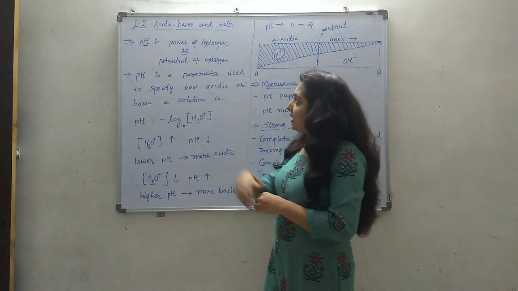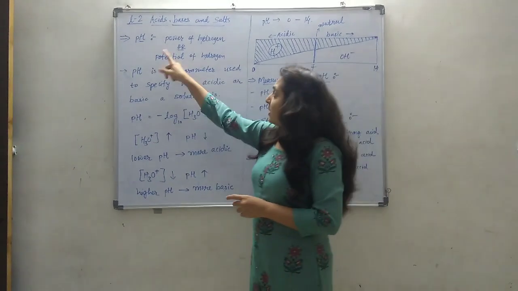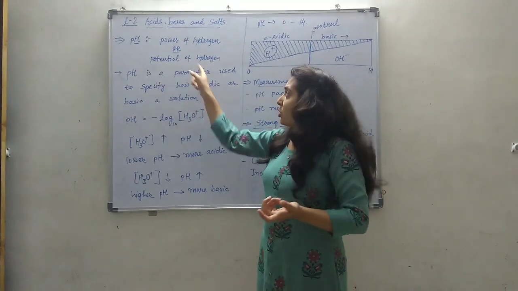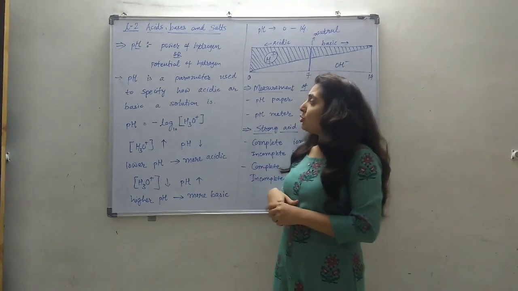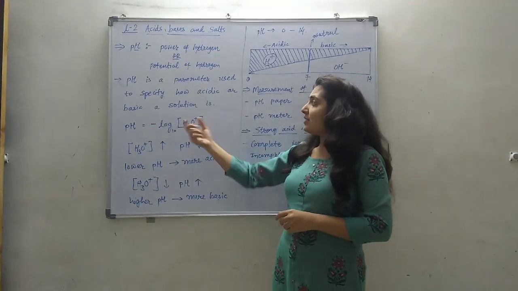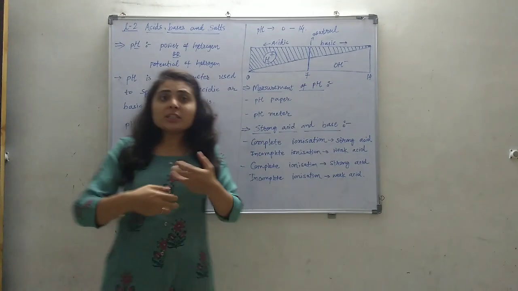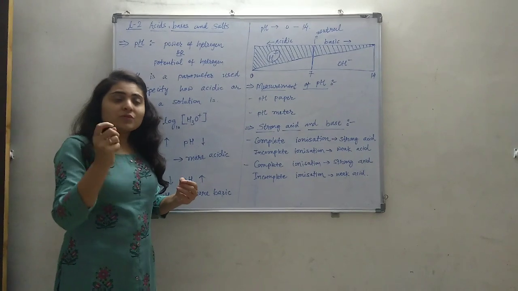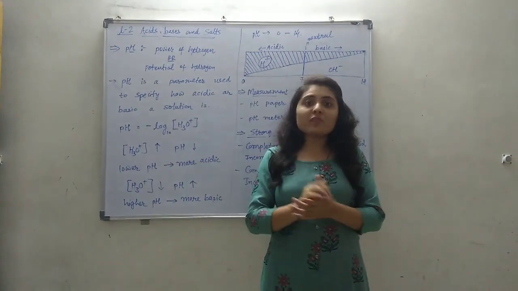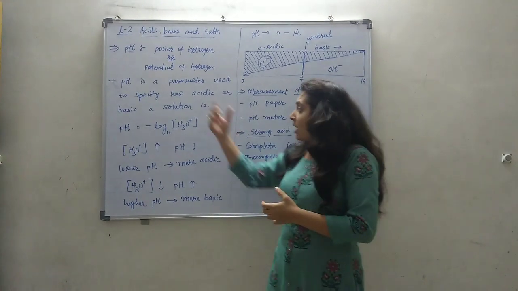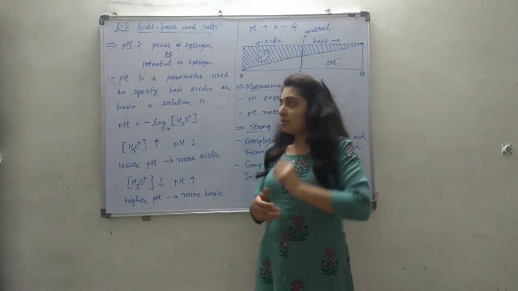The full form of pH is power of hydrogen, or we can also say the potential of hydrogen. So pH is a parameter used to specify how acidic or basic a solution is. It is just a value which gives the idea of the strength of acidic or basic solutions. The formula for pH is calculated by one formula.